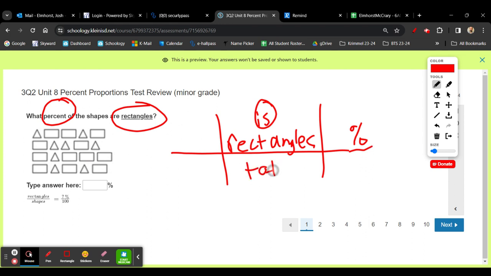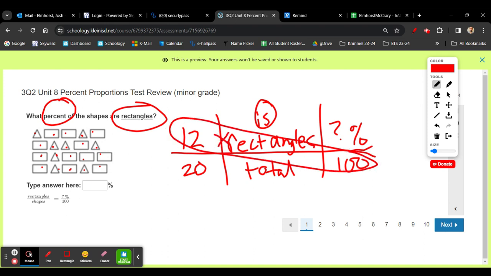So that means we need a total because the percent will be compared to 100. So you count your rectangles: 1, 2, 3, 4, 5, 6, 7, 8, 9, 10, 11, 12. And then you count your total shapes: 12, 13, 14, 15, 16, 17, 18, 19, 20. So we got 12 out of 20, and then either use factors or you can cross multiply and divide. 12 times 100 divided by 20 will give you your answer of what percent.